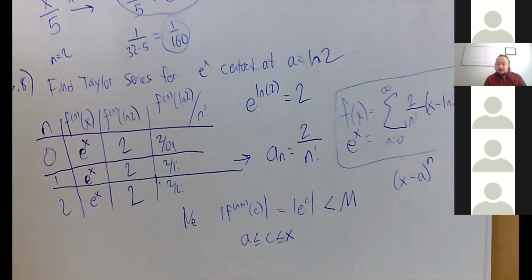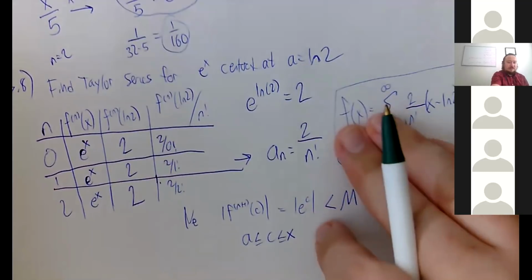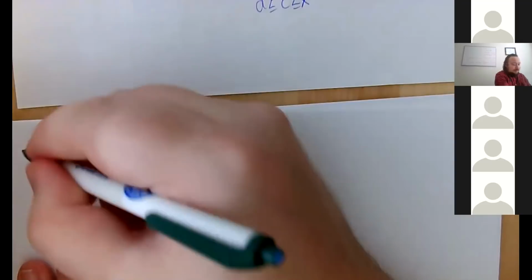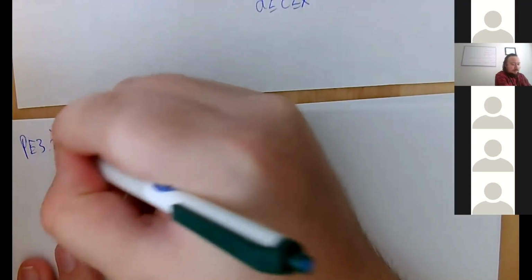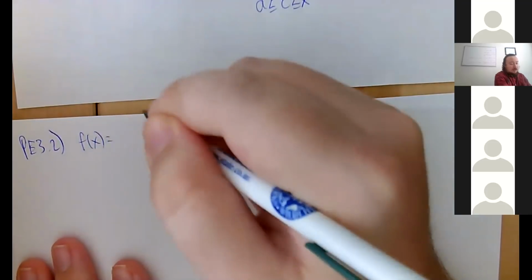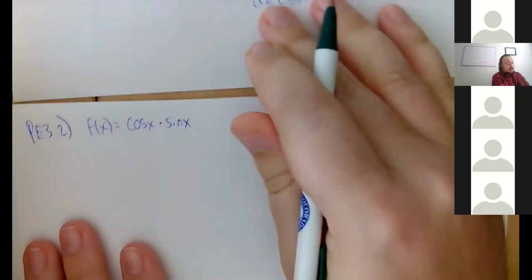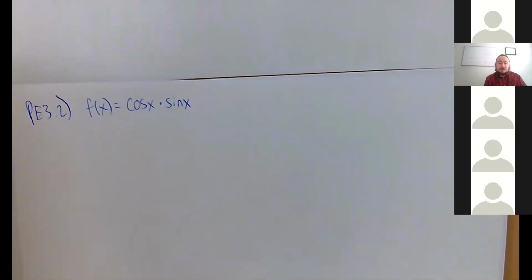All right. So let me scroll back up here. Okay, I think, let's see, Nathalie asked about number 2 on this exam. All right, so let's take a look at that one. Okay, so practice exam 3, number 2. For this one, our function in question is going to be cosine of x times sine of x. And we want to come up with a Maclaurin series for this.